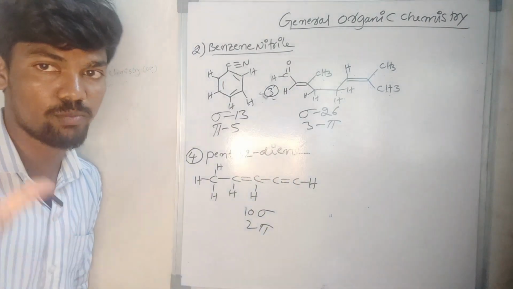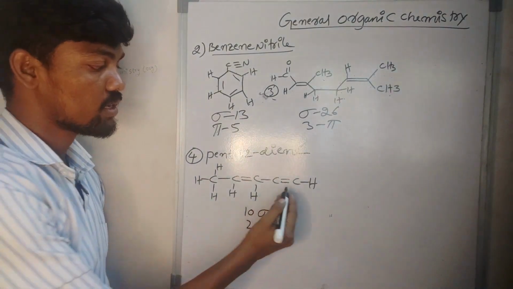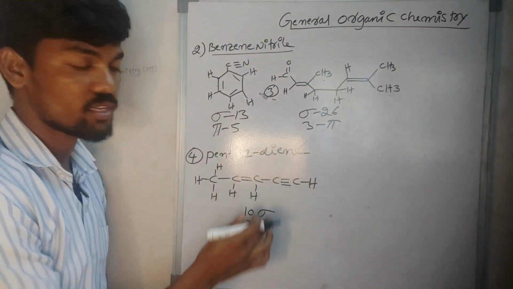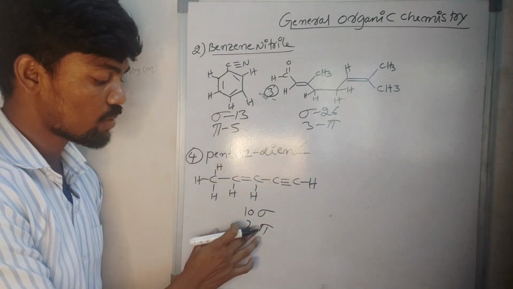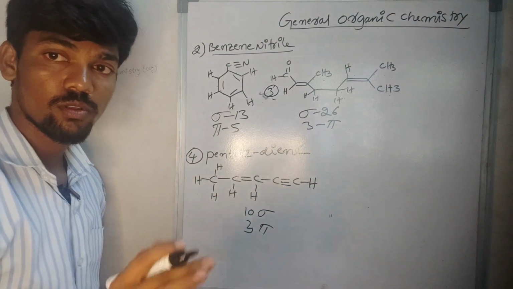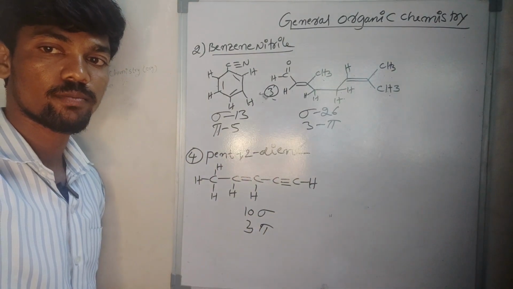Is it correct or not? Tell me. You have to tell me. Is it correct or not? Okay. Here the triple bond you have to take, that's why carbon balance. So how many pi bonds will be there? 3 pi bonds will be there. Sorry for the confusion, 3 pi bonds will be there. This is the correct option. Okay, thank you. Next one.